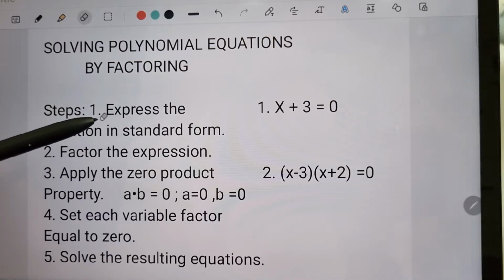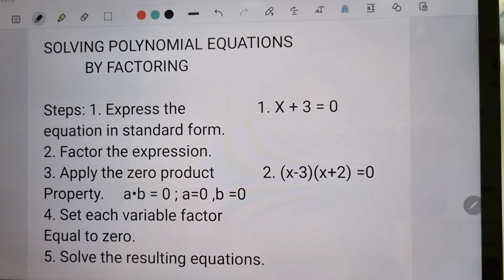First, number one, you need to express the equation in standard form. So what does it mean when we say standard form? Dapat naka-arrange yung polynomial in decreasing power. Kung ano yung term na pinakamataas na exponent, dapat yun ang mauuna. And then, equate to 0. So dapat yung nasa right side ng polynomial or ng equation rather ay dapat 0.